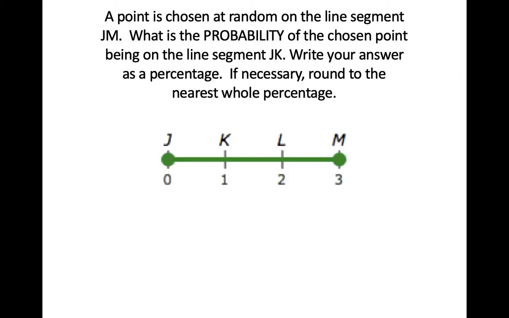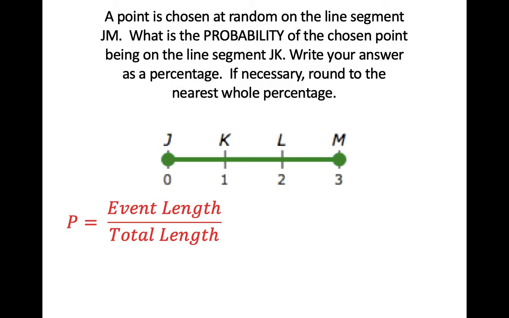If a point is chosen randomly on the line segment below, JM, what is the probability of the chosen point being on the line segment JK? We're going to write it as a percentage. Since we're doing length, the probability of an event is the event length over the total length. The event length we're looking for is JK. The total length is JM. JK is 1 long and JM is 3 long. So the chance that a random point on JM is on JK is approximately 1/3, or 33%.